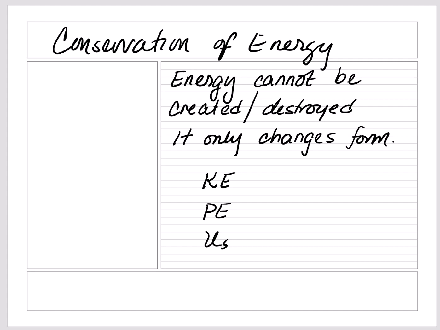We learned in chemistry that energy is always conserved. This is the first law of thermodynamics, where energy cannot be created or destroyed, it only changes forms. So in this class, the majority of your energies are going to be kinetic, potential due to gravitational potential energy, and spring energy.